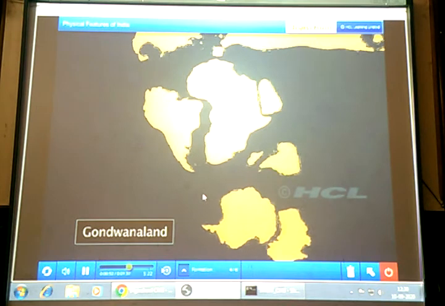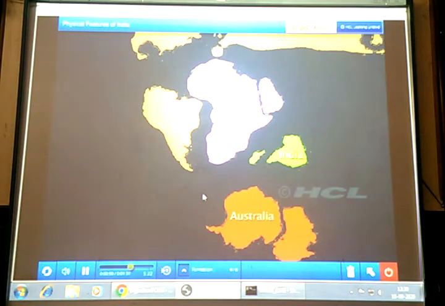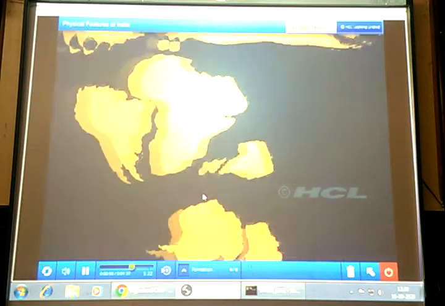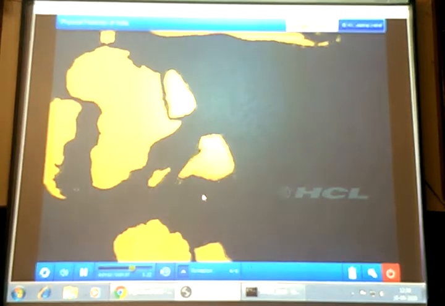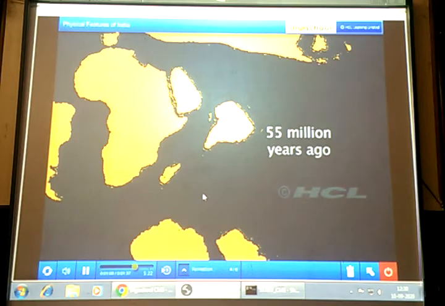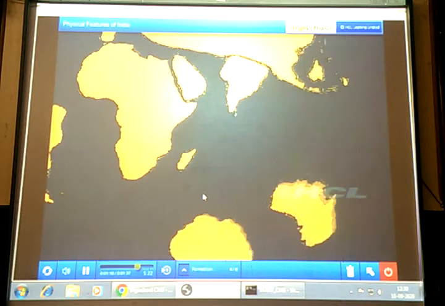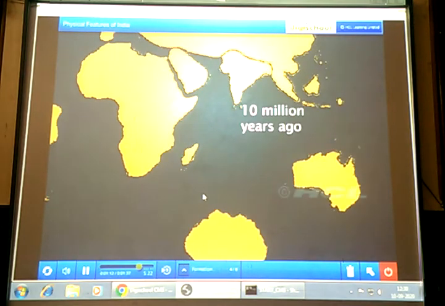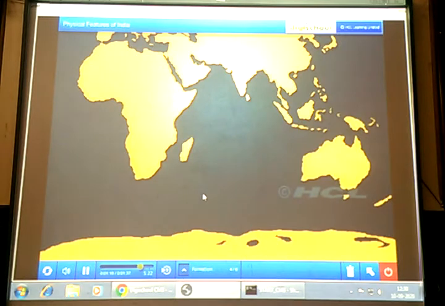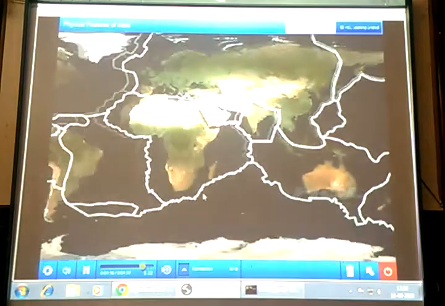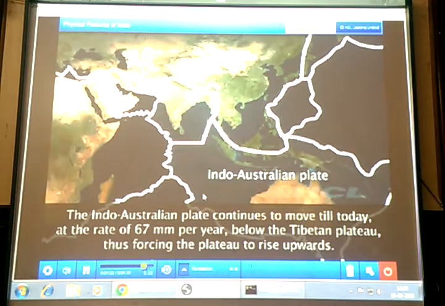Gondwana land included India, Australia, South Africa, and South America. About 70 million years ago, the Indian plate broke away from Gondwana land and started drifting towards the north till it joined the Eurasian plate about 10 million years ago. The Indo-Australian plate continues to move till today at the rate of 67 millimeters per year below the Tibetan Plateau, thus forcing the plateau to rise upwards.